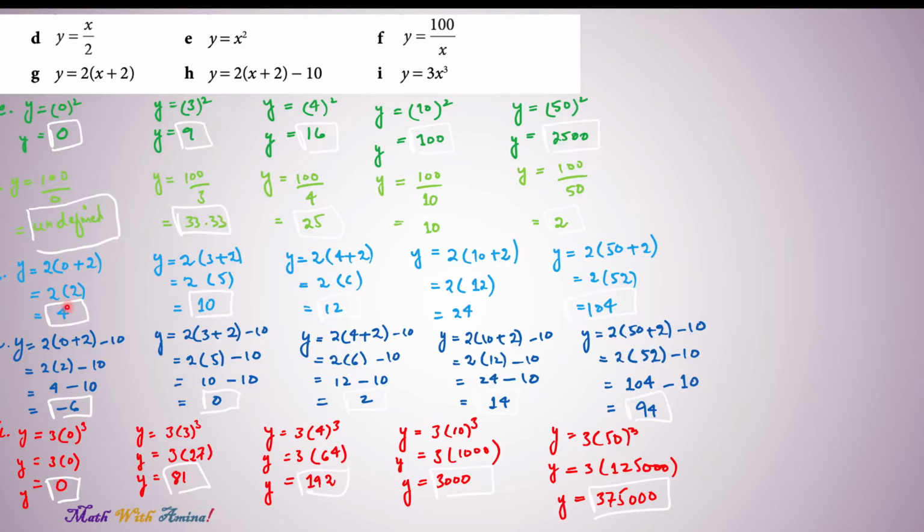2 multiplied by 2 is equal to 4. 2 multiplied by 5 is equal to 10. 2 multiplied by 6 is equal to 12. 2 multiplied by 12 is equal to 24. And 2 multiplied by 52 is equal to 104.